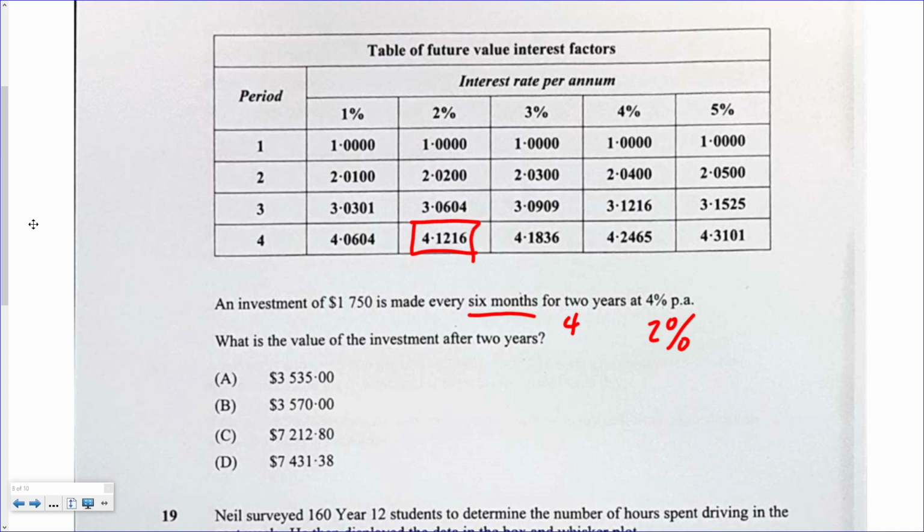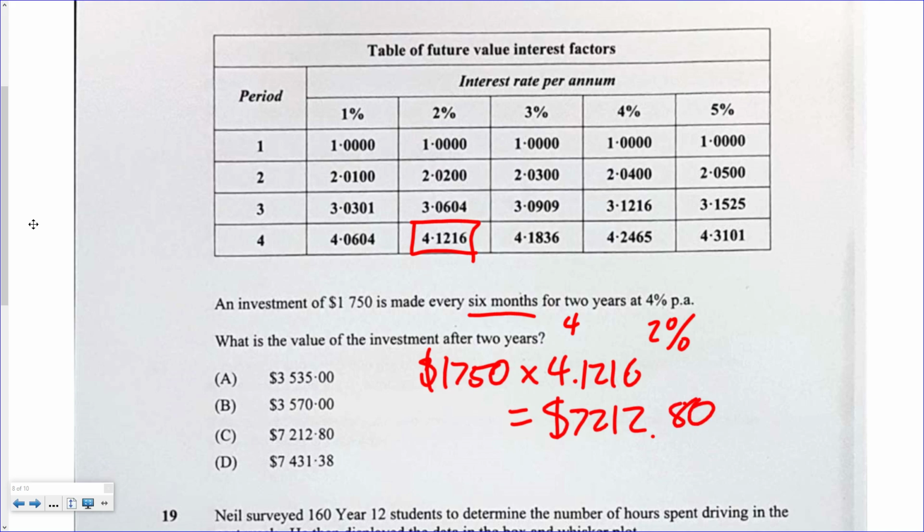So now that we have that, we're just going to get our $1,750. We're going to times it by 4.1216, which equals about 7212.80, which gives us the answer C.